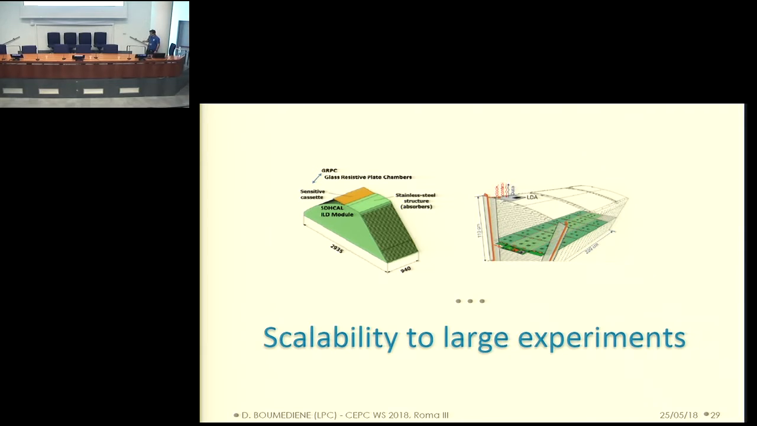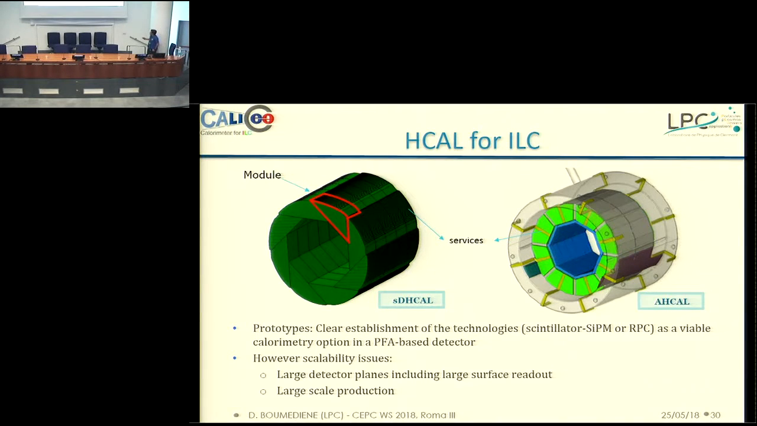Now, the next step is to demonstrate that it is possible to move from these small-scale prototypes to realistic detector modules. The final detector won't be a cube. It will have some structure like this for the AHCAL or like this for the SD HCAL. So you see here the barrels proposed for ILD using AHCAL and SD HCAL. They have to fit inside the magnets.